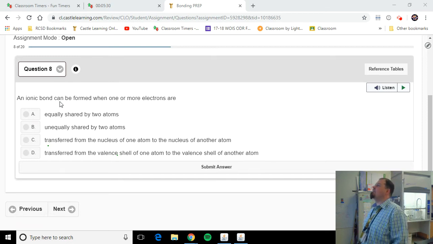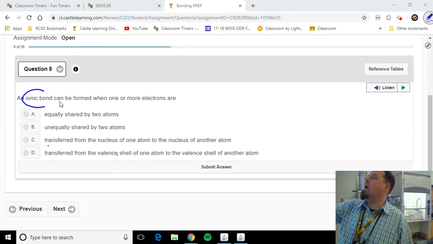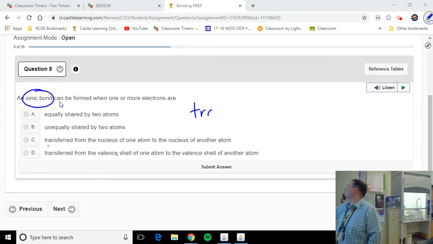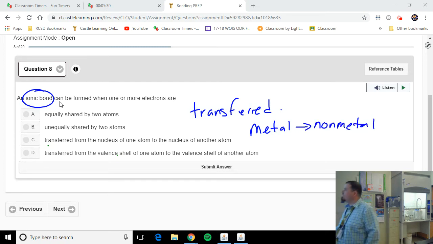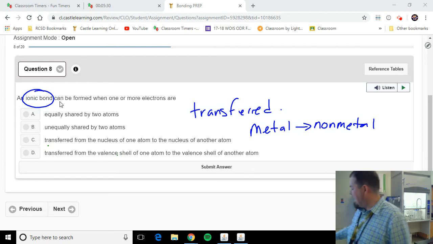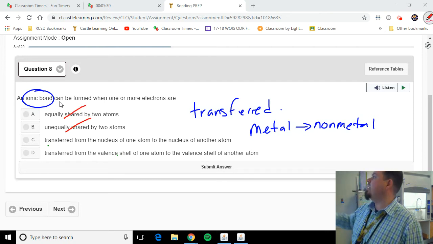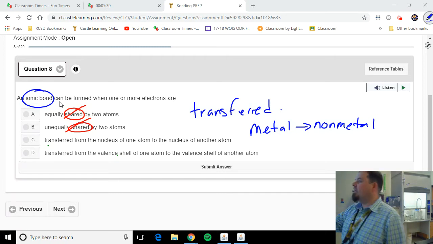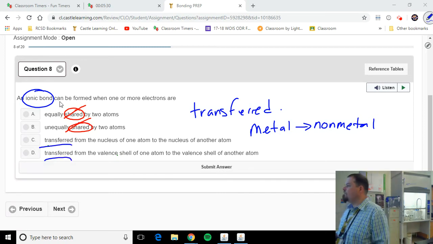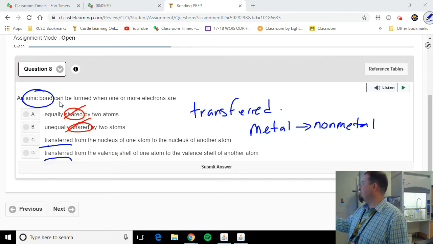An ionic bond can be formed when 1 or more electrons are... So by definition, for an ionic bond, they are transferred from metal to non-metal. This is all non-negotiable stuff. I always go from metal to non-metal. So right off the bat, I can say equally shared, unequally shared. These are covalents. So those are wrong. I have transferred and I have transferred. That's what I need. Oh, from the nucleus or from the valence shell.